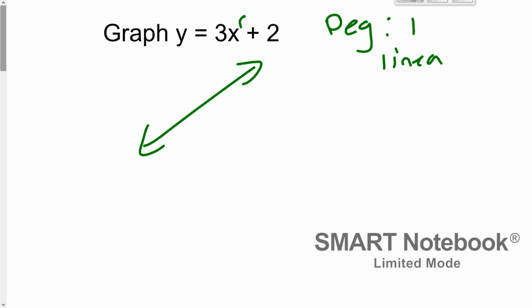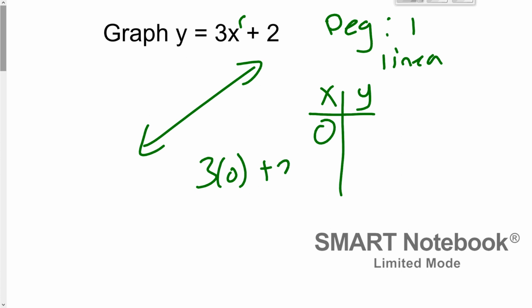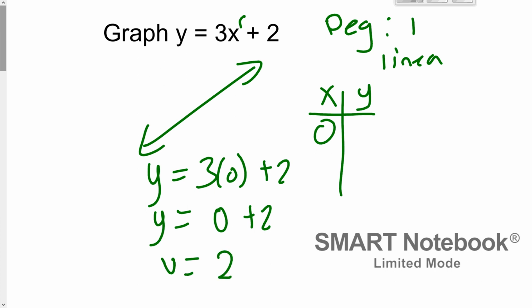So the best thing to graph a line is we need 2 points, right? So we can make an xy table. We can pick any x we want to, right? So I can pick 0. I plug in 0 for x, so 3 times 0 plus 2 is going to be my y. 3 times 0 is 0. That's going to be my y, so 0 plus 2 is 2, so y is 2.